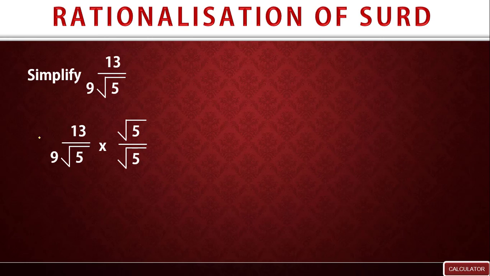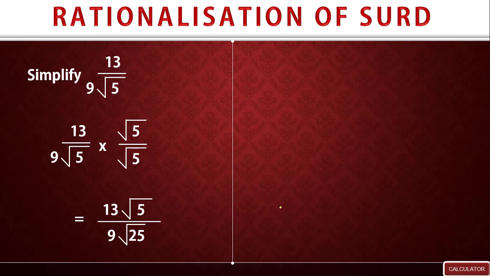So the next thing will be for us to multiply the numerators together. 13 times root 5. So that will give us 13 root 5 all over. Then what is root 5 times root 5? That will give us root 25. So we have 9 root 25 there.